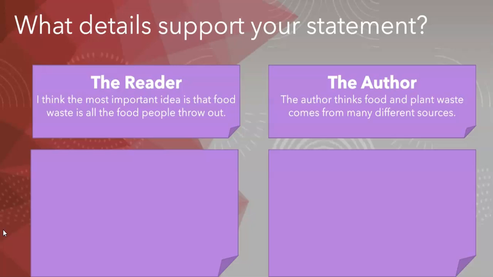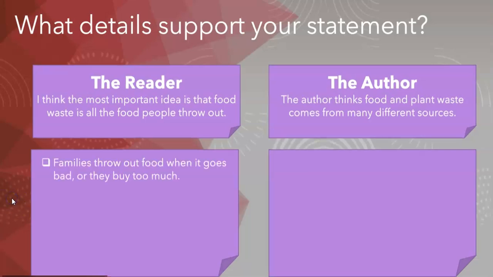Second thing is now we're going to continue to ask ourselves what details support your statement. Okay. I'm still in my same column here. There's a detail that says families throw out food when it goes bad or they buy too much food. Well, that supports the main idea that food waste is the food that people throw out. Okay, that supports it. Now I'm going to go to the second column.